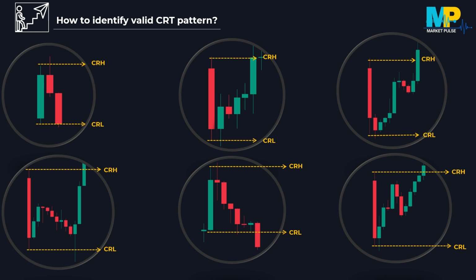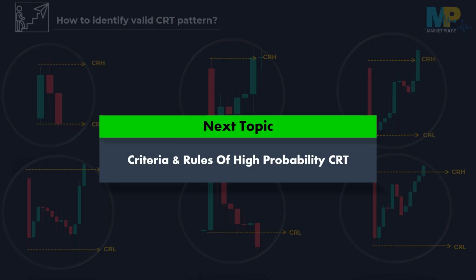CRT is basically an objective and mechanical way to simplify your trading by suggesting simple steps, fixed objectives, and rules, and also by minimizing the terms and conditions that you need to look for to execute a high-probability trade. Now, let's see what criteria and rules we need to consider in order to identify high-probability CRTs.